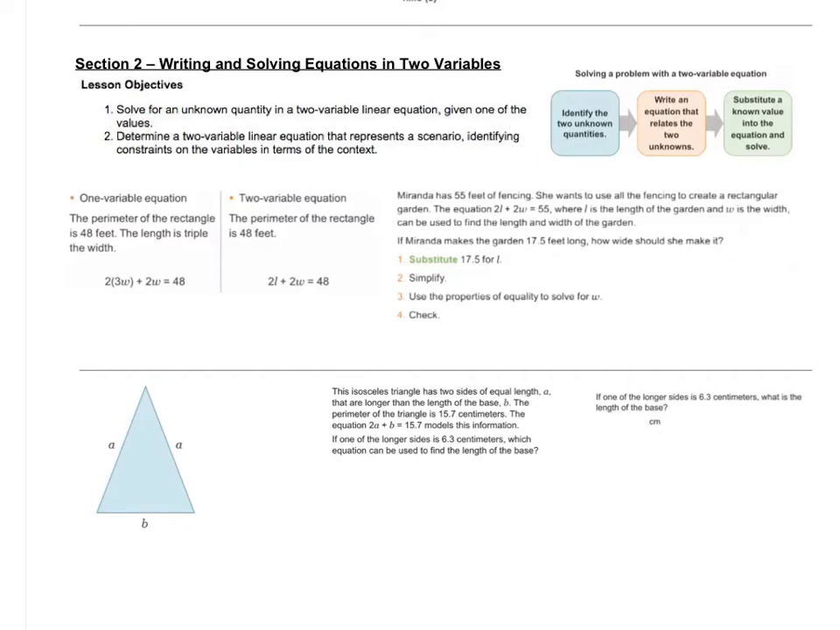Okay, the following is a video over Section 2, Unit 1, Section 2 notes, and this is Algebra 1, and this is about writing and solving equations in two variables. So our objectives today: we want to solve for an unknown quantity in a two-variable linear equation given one of the values. So you'll always be given one of the values, all right? Determine a two-variable linear equation that represents a scenario, identifying constraints and the variables in terms of context.